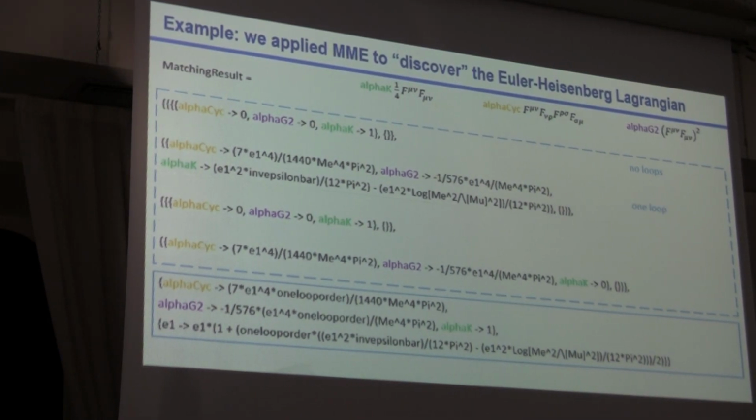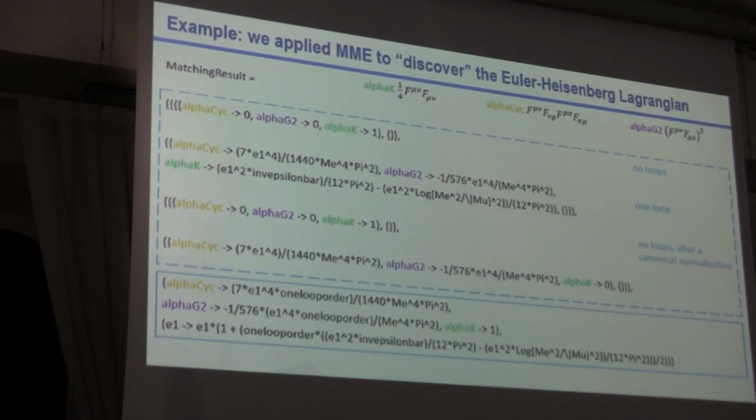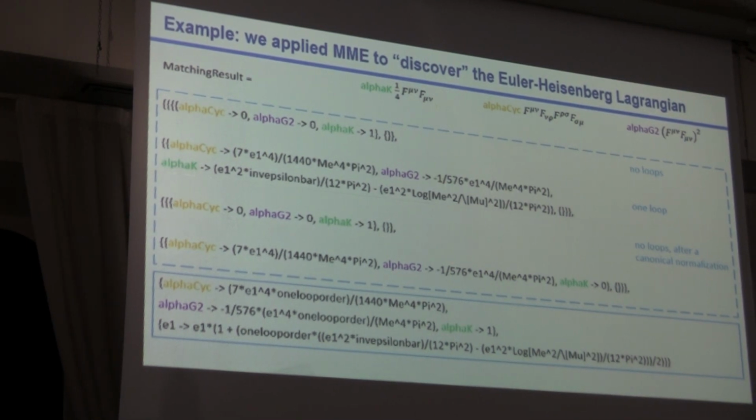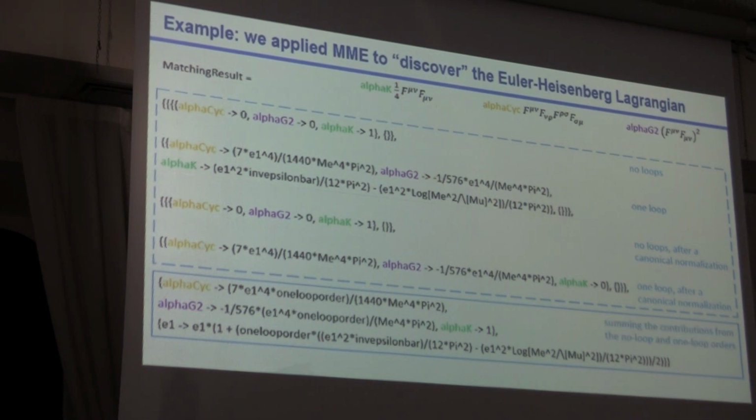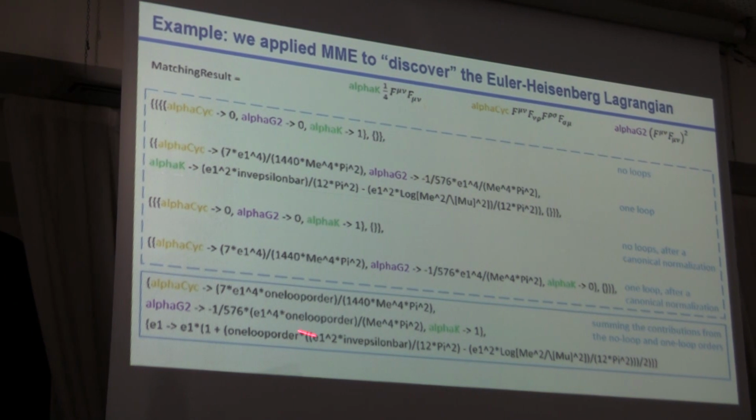And then there is the 1 loop case, where you already get terms that look like they make sense, but there are still issues with renormalization. And then no loops after canonical normalization, which gives you almost nothing, and then 1 loop after canonical normalization. And then finally, when combining the results from the different contributions, what you get is this kind of creature.